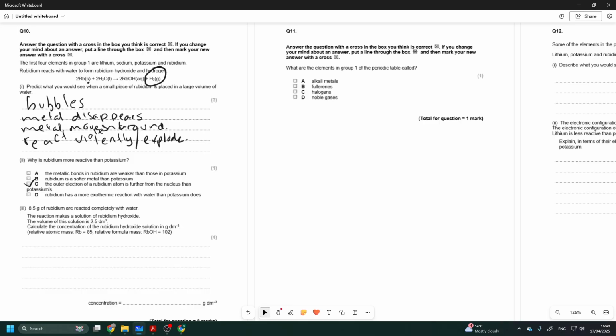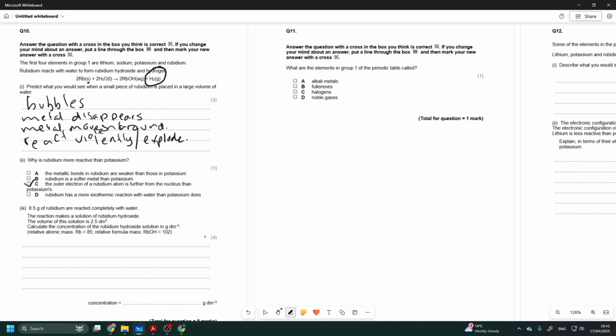Next it says, maths. See, maths comes up everywhere. 8.5 grams of rubidium are reacted completely with water. The reaction makes a solution of rubidium hydroxide. The volume of the solution is 2.5 decimeters cubed. Calculate the concentration of the rubidium hydroxide solution in grams per decimeter cubed. So all we've got to do with this, first of all, is work out our concentration here.